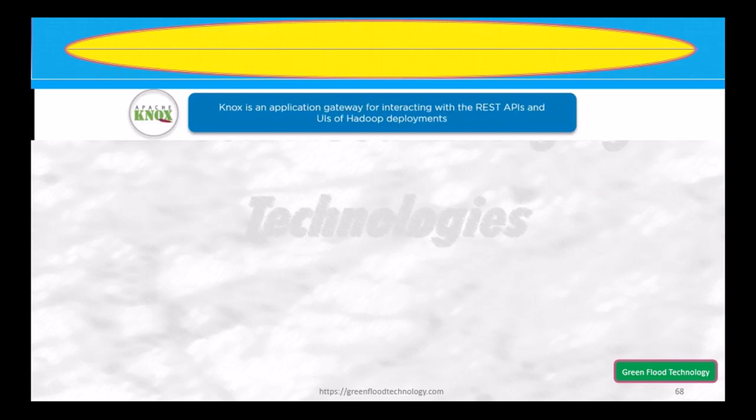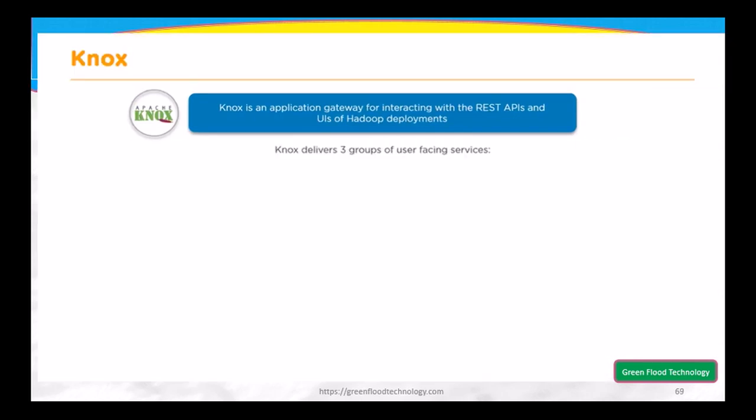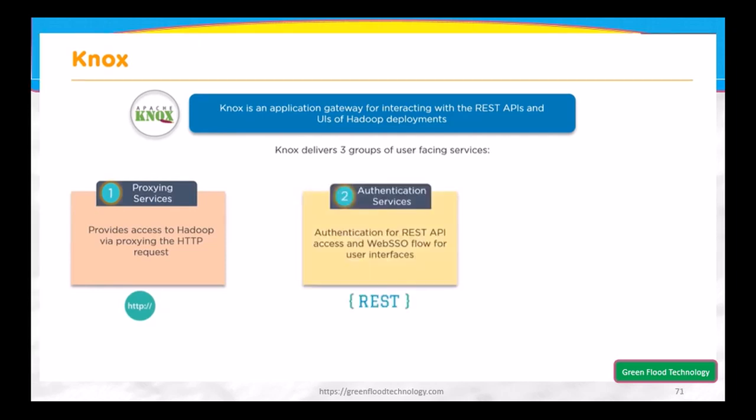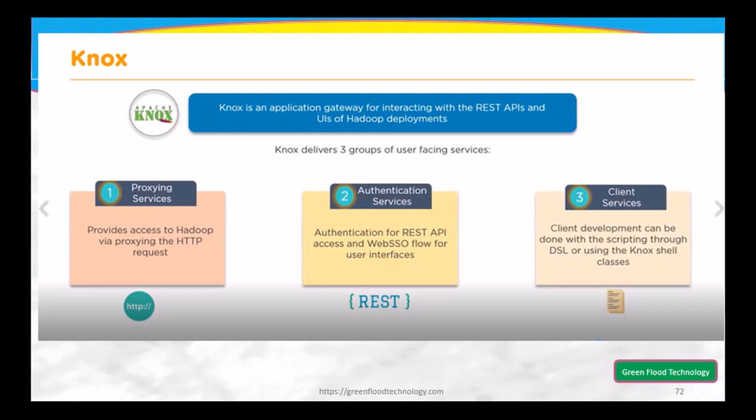Knox is an application gateway for interacting with the REST APIs and UIs of Hadoop deployments. It delivers three groups of user-facing services: proxy service, authentication service, and client services. Proxy service provides access to Hadoop via proxy of the HTTP request. Authentication service handles authentication for REST API access and web SSO flow for the user interfaces. Client development can be done with scripting through DSL or using the Knox shell classes.